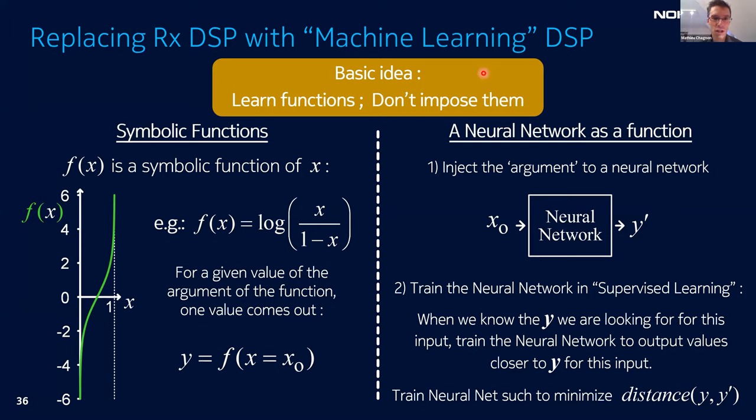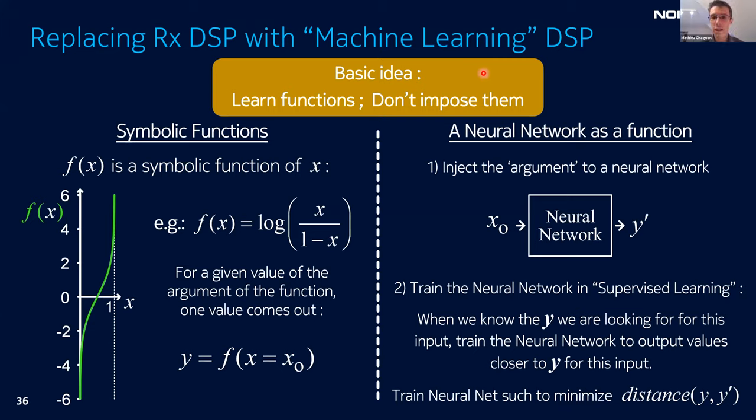Instead of imposing functions, we can learn function. And that's where I get back to the idea of symbolic function versus scalars. So if you look on the left-hand side of your screen, f of x would be a symbolic function of x. For instance, log of x divided by 1 minus x is a symbolic function of x, right? And you have the pictogram, the schematic of what that function looks like. If I assign a value to x, if I assign a value to the argument f of x, then this becomes a scalar. F of x, when x equals something, that becomes a scalar, right?